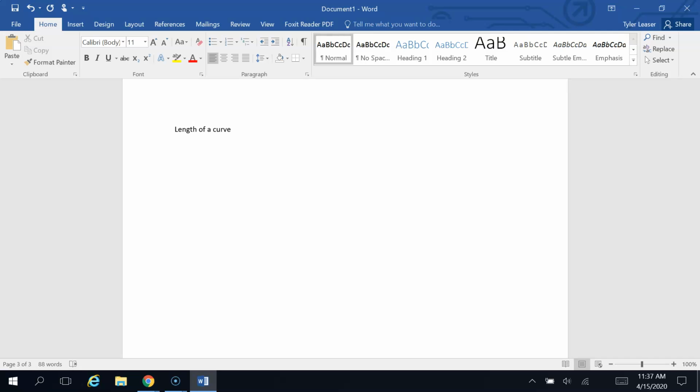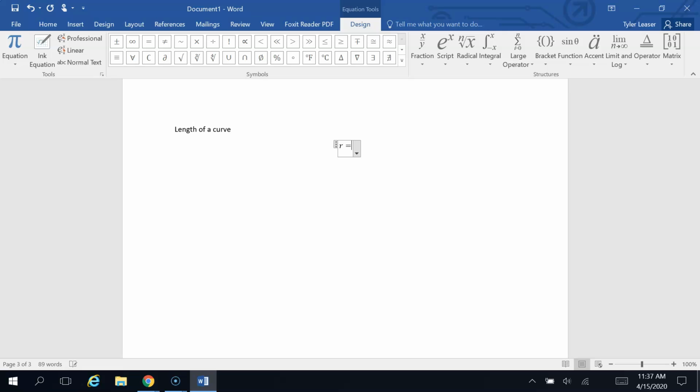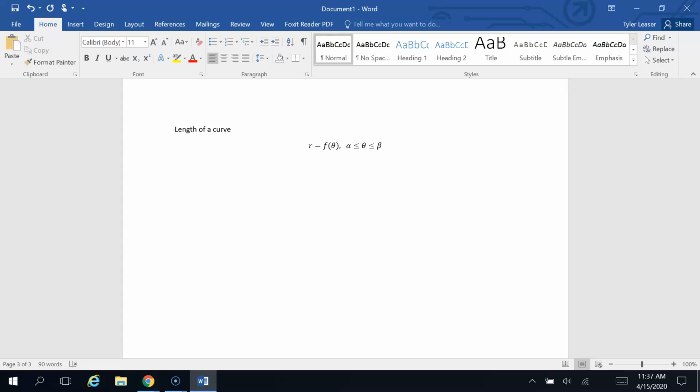All right, so if we are looking at the length of a curve and we're given some function r is equal to f of theta, let's say we want to find this between two angles, alpha is less than or equal to theta is less than or equal to beta. Okay, so to do this, we're actually going to use the formula that we used before with parameterization. So we're going to use the formula for the length of a curve with parameterization.